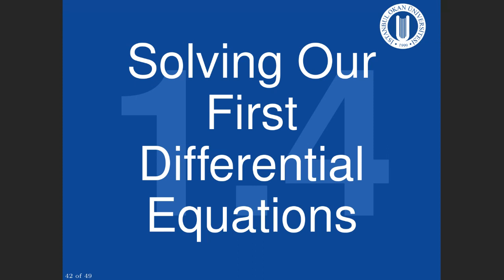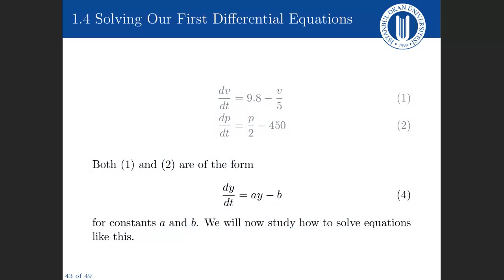Our final topic for today is I want to solve the differential equations that we talked about in section 1.2. The mice and the owls and falling objects. Both of these equations, the first one is the falling object, and the second one is the mice and owls equation. These are both of the form some constant A multiplied by y minus some constant B, but with different letters instead of y. dv/dt is some constant times v plus a constant. dp/dt is some constant times p plus some constant. We're going to study how to solve equations like this.